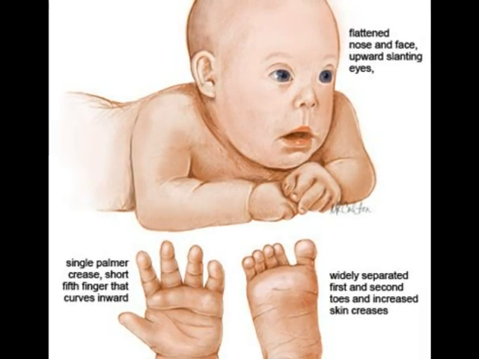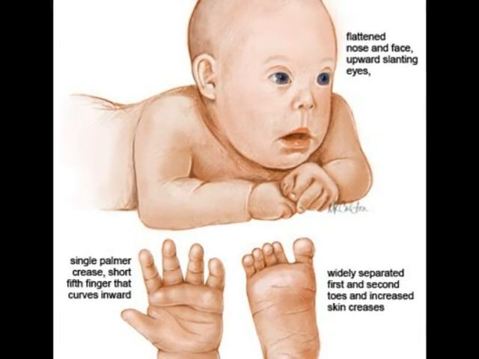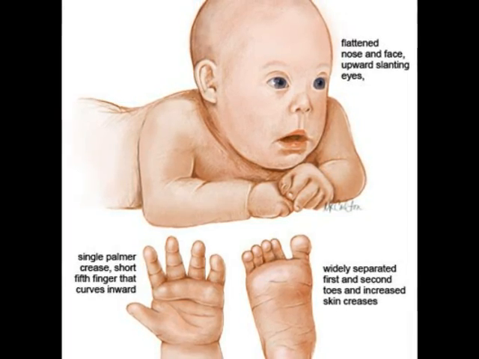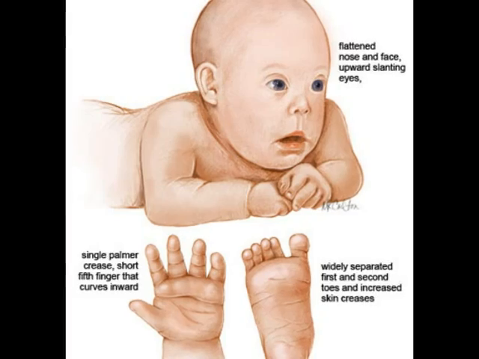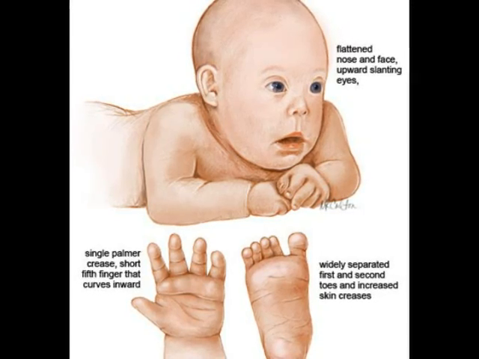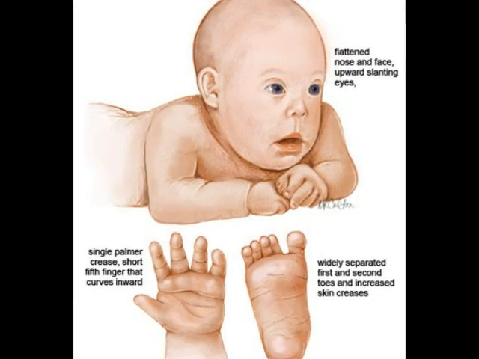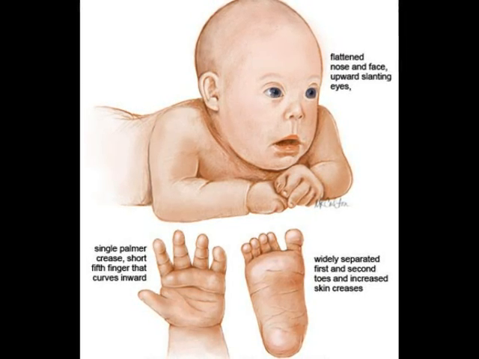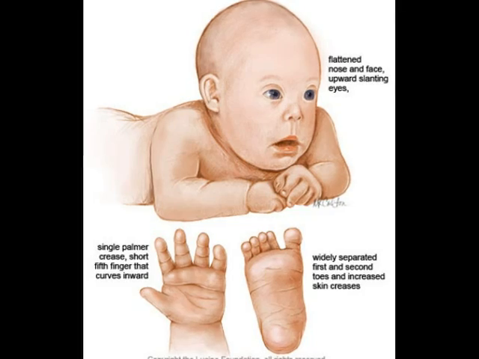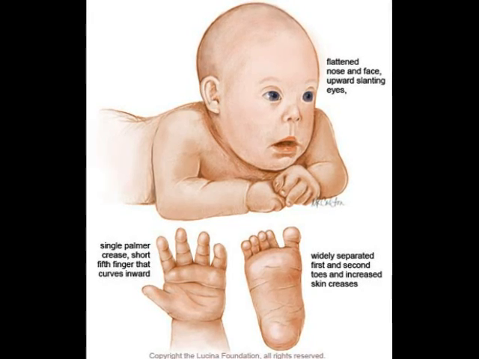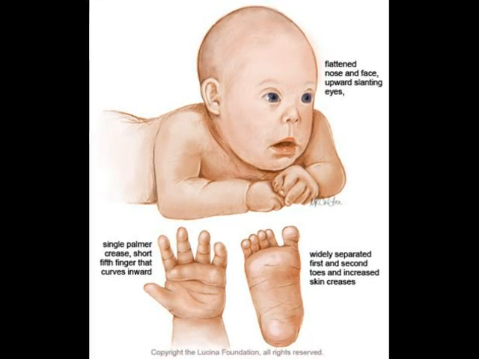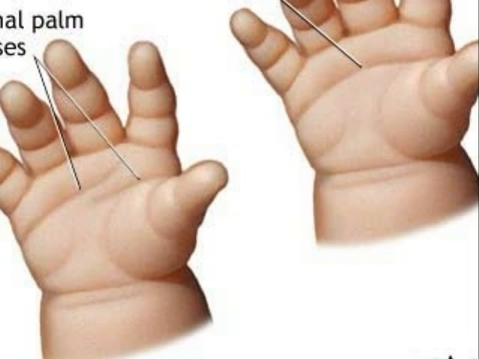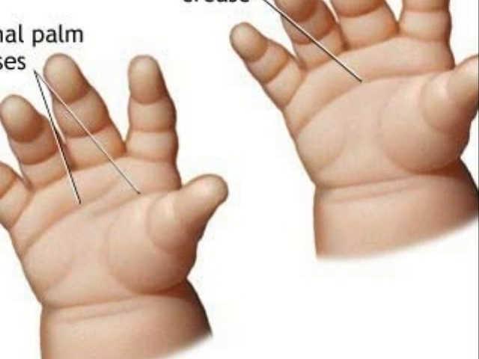Physical characteristics of Down syndrome. The most common physical features of individuals with Down syndrome are short neck, flat face, upward slanting eyes, low muscle tone, and one crease instead of two creases on the hands. The pinky finger curves inward, and the feet, the first and second toes, are widely separated. They also have small ears and a large abnormal sized tongue.